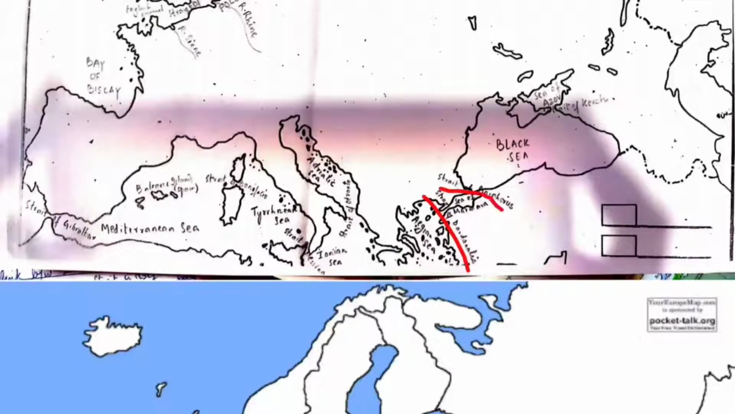Moving forward, we have the Strait of Bosphorus. The Strait of Bosphorus is simply joining the Sea of Marmara to the Black Sea, and it is separating Europe from Turkey, or Anatolia. Now moving forward, we have also here the Strait of Kerch.